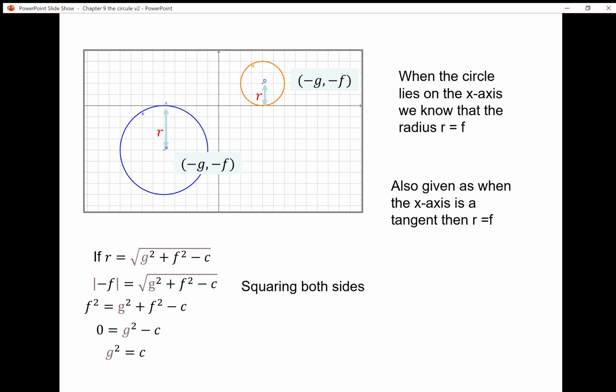Similarly, if we were told that our equation lies on the x-axis, then our radius in this case is equal to the absolute value of f. And substituting this into our radius equation would give us g squared is equal to c. So if your circle lies on the x-axis, you know that r will equal f, and you can use this to solve for the other variables and substitute in g squared equals c.